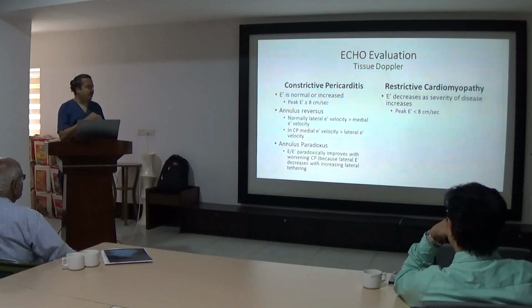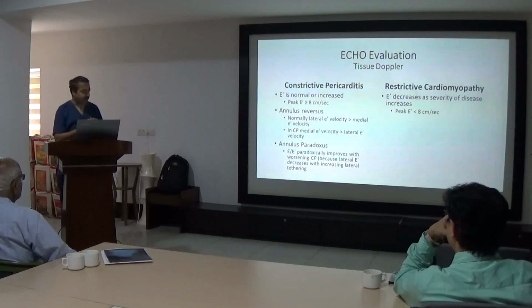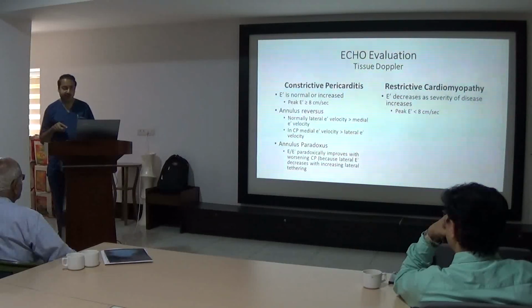Now we call this as the E prime. Tissue velocity is E prime and blood velocity is E. So E prime is decreased as the severity of disease increases. E prime less than 8 is diagnostic of restrictive cardiomyopathy. Versus constrictive pericarditis, E prime remains normal or increases because of vigorous longitudinal movement.